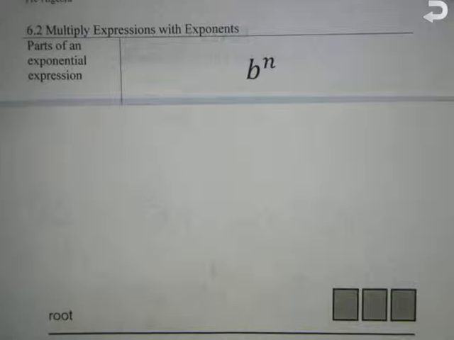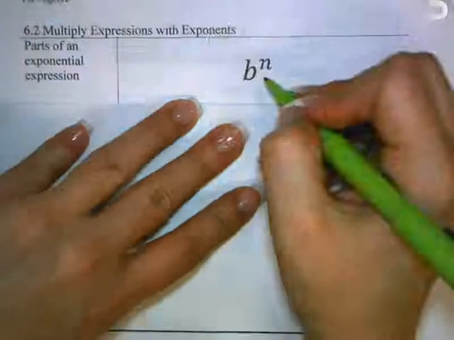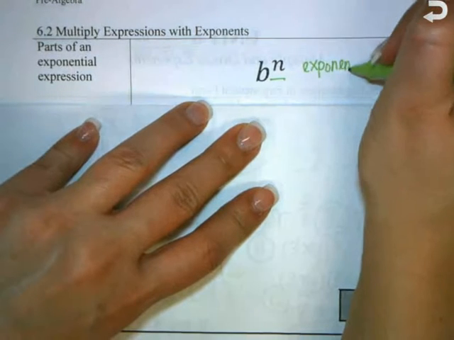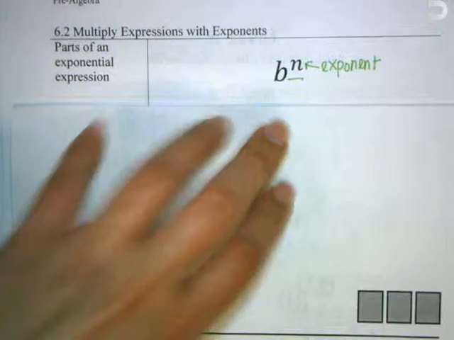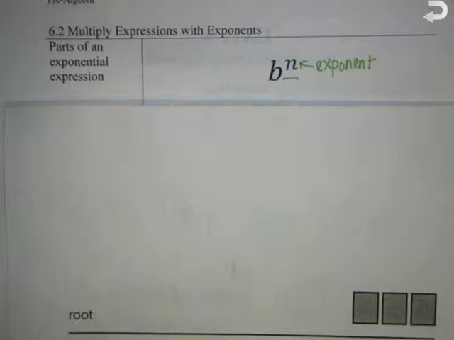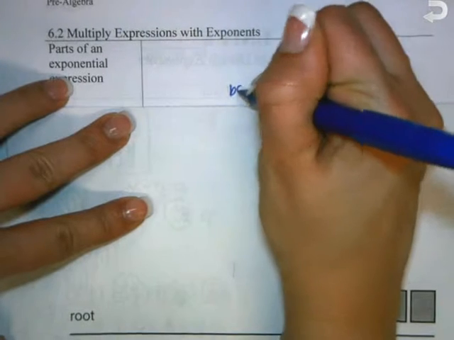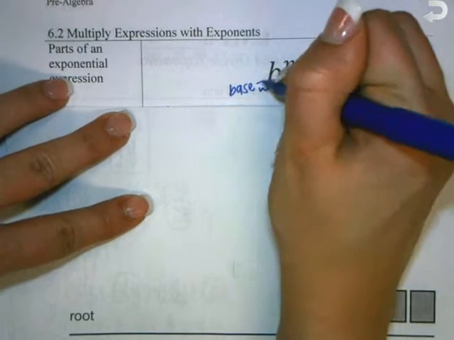One part is the exponent. Does anybody know which part? B or N? N. N is the exponent. Good. So we're going to label that. N is our exponent. Now B is what we call the base. B can be a variable, a letter, or it can be a number, depending on the problem. But B is what we call the base. Yeah, that's exactly right.